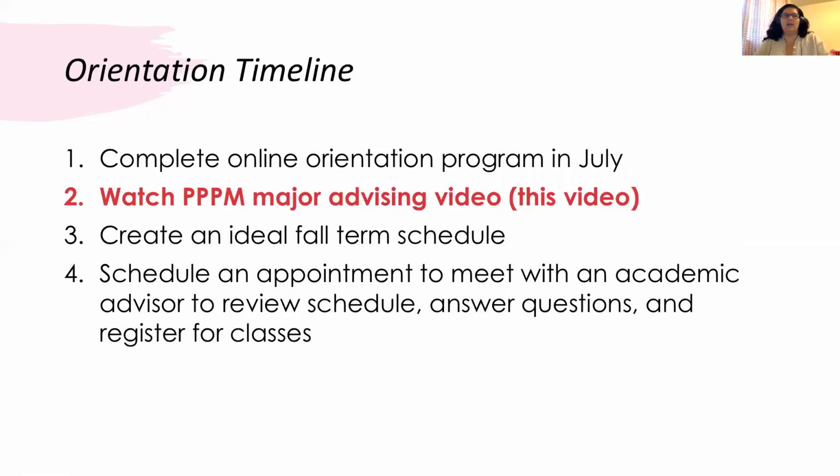So in July, you completed the online orientation program. Now you're watching this video, the 3PM major advising video. Following this video, you're going to want to use the tools and resources that I share with you to create an ideal fall term schedule. You're also going to schedule an appointment to meet with an academic advisor to review this schedule, answer any follow-up questions that you may have from this video or just generally about your major, and also register for classes.